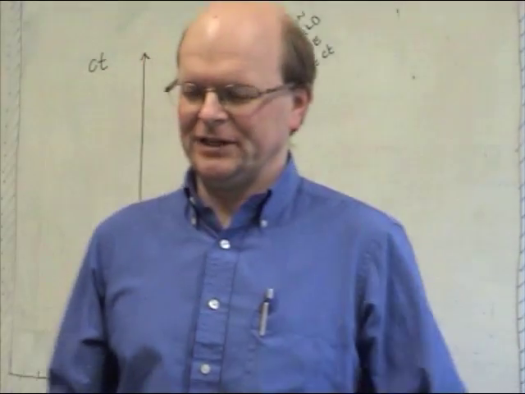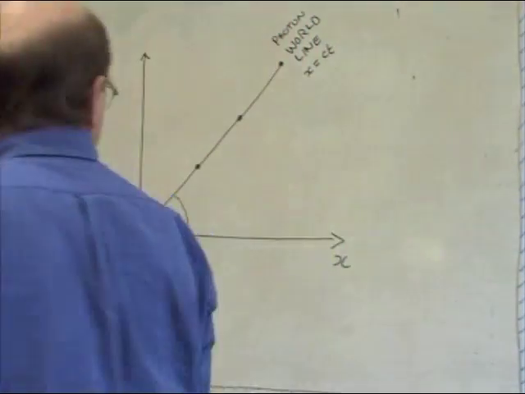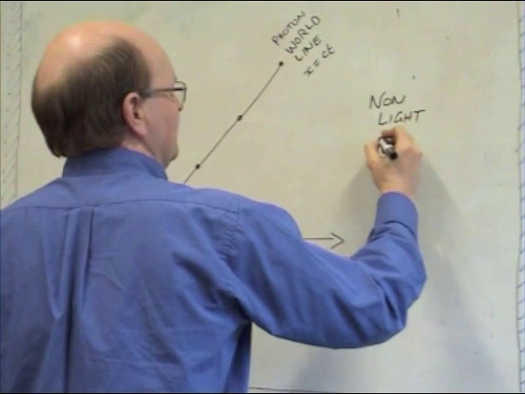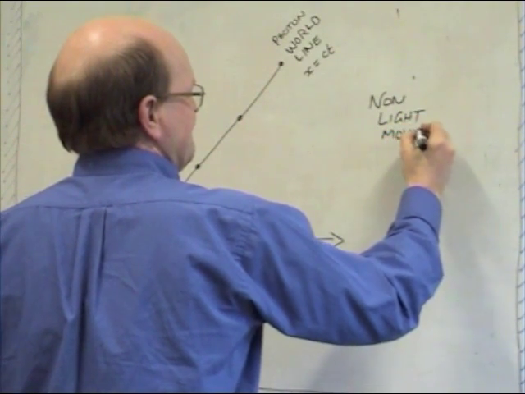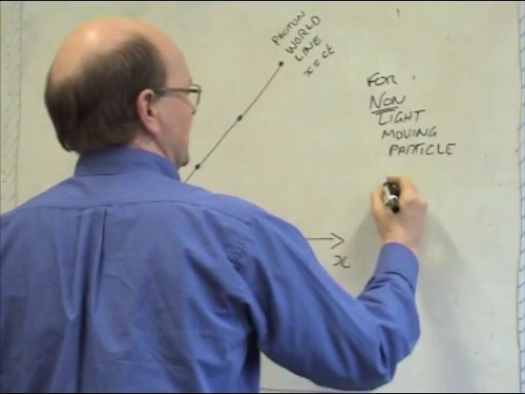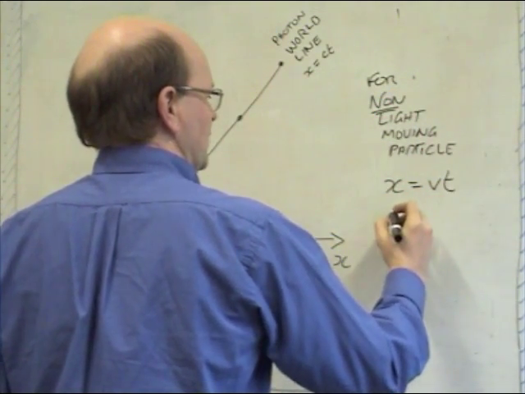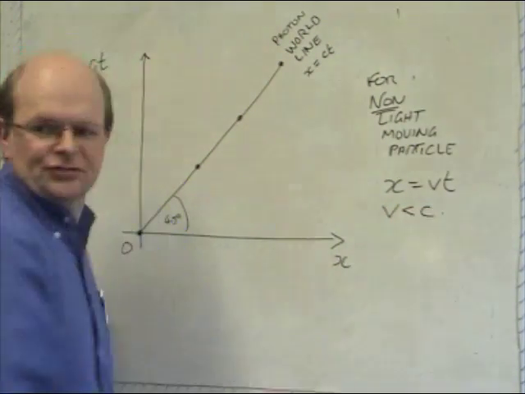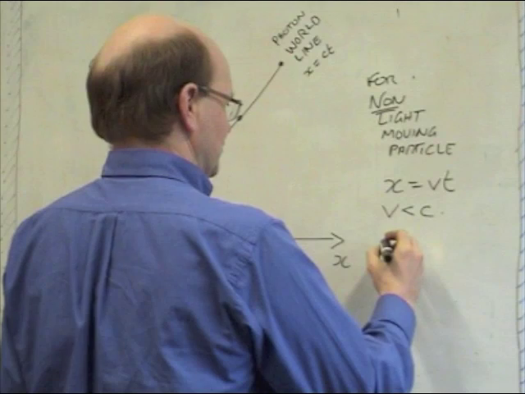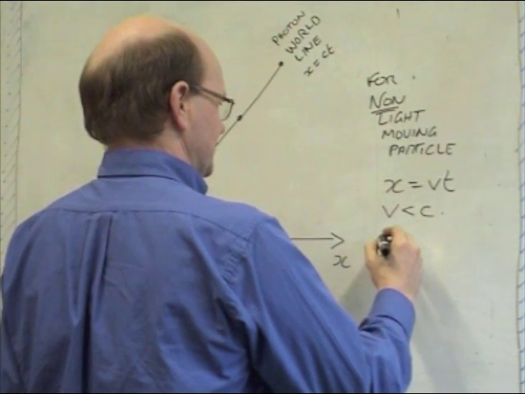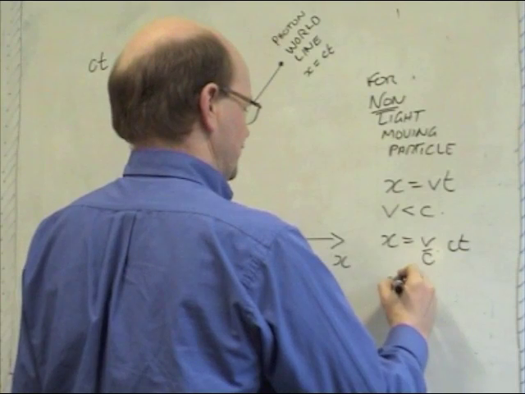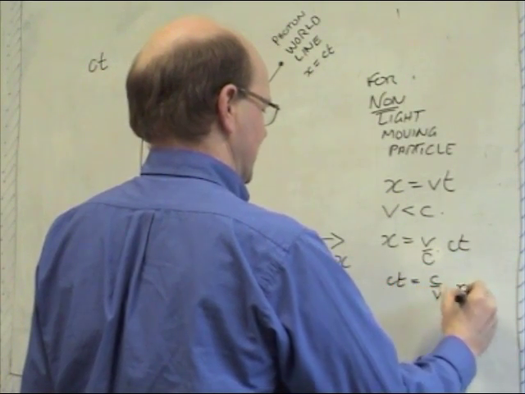And what about particles which aren't light beams? Well, particles which aren't light beams move at less than the speed of light. So for a non-light moving particle, we have x equals vt, but v has to be less than c, because nothing can travel at the speed of light unless it's massless. So that means we could write this as x equals v upon c times ct, or ct equals c upon v times x.